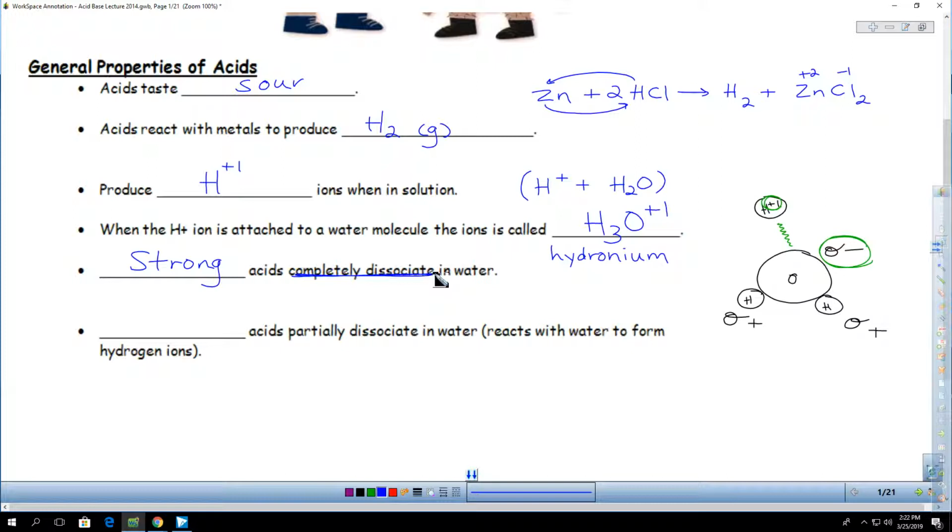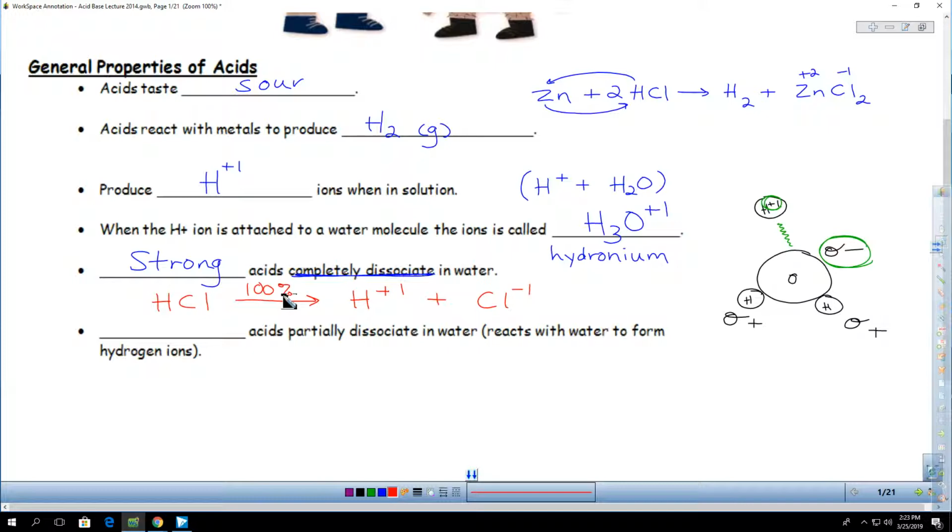So one of the best examples of a strong acid that we'll use is HCl, hydrochloric acid. If I were to write this as a little equation, it would dissociate to form hydrogen +1 and chlorine -1. And that happens 100%.